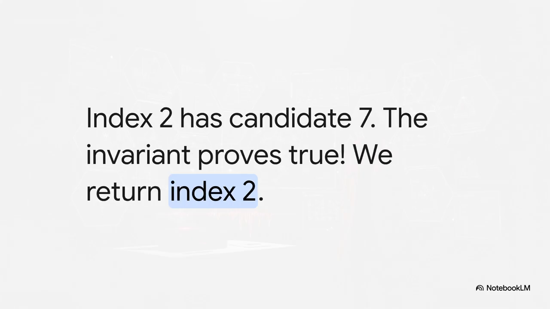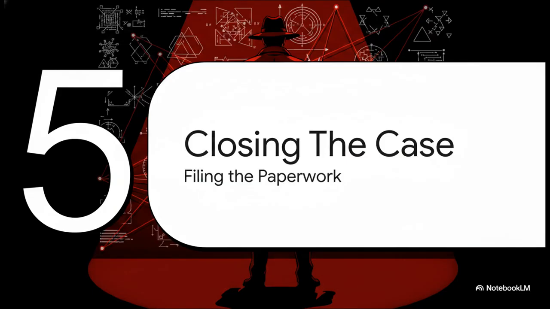Boom. Frame 3. We're looking at index 2, and the suspect standing here is candidate 7. We check our rule. Does candidate 7 exactly match our target of 7? Yes, the invariant is true. We have a confirmed match. We've successfully apprehended our target, so we immediately return the location of the arrest, which is index 2. The interrogation is over.